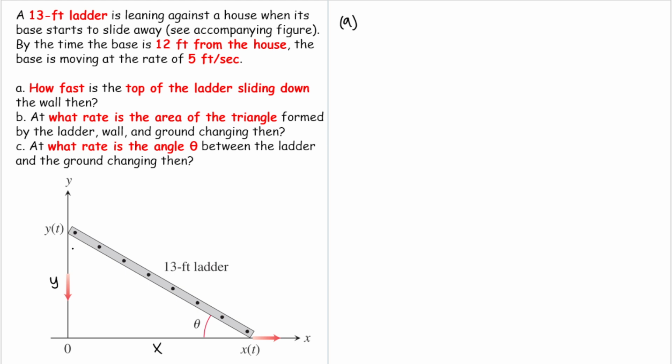We know that this is a right angle, so it can be calculated using the Pythagorean theorem, right? So we'll have the Pythagorean theorem here. We will have x squared plus y squared is equal to the length of this ladder, right? So we'll have 13 squared. Okay, and then what can we do from here?